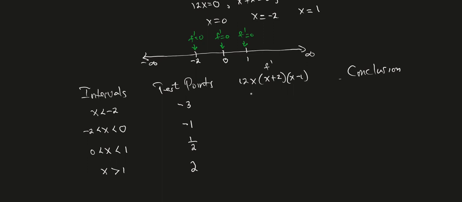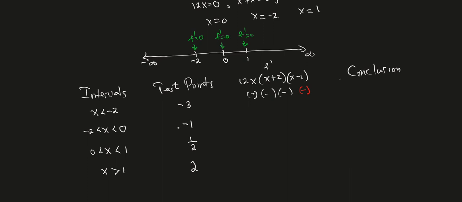This factor is negative. This factor here is also negative. This factor here is negative, right? If I take negative 3 and I plug it into just the 12x, I'll get a negative number. If I plug it into the x plus 2, I'll get a negative number. If I plug it into the x minus 1, I'll get a negative number. So in fact, I shouldn't write negative 1 there. I didn't mean to write the 1s, just the negative signs. So if I multiply 3 negative numbers, voila, I will get a negative result, right?